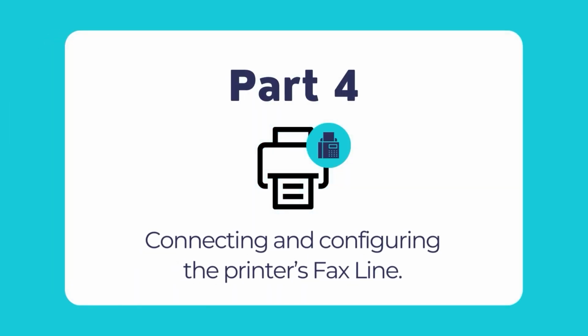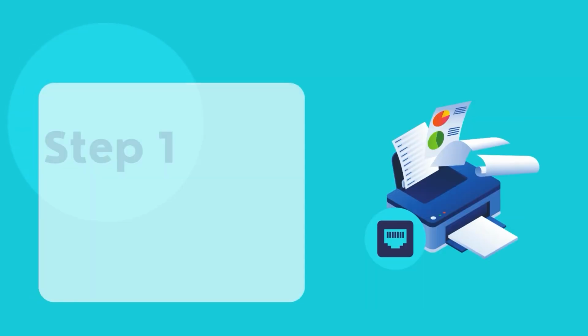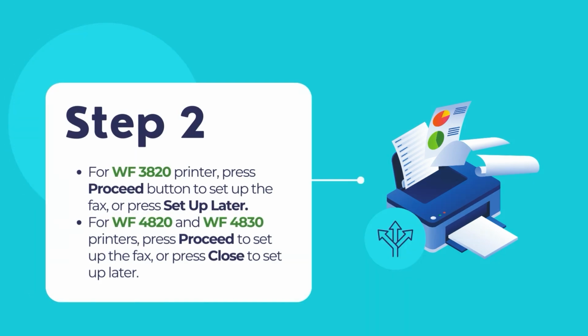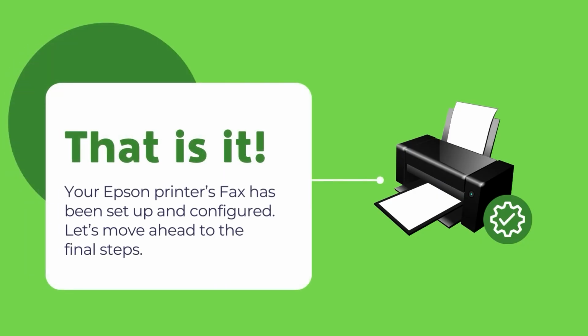Now, let us connect the fax line if this is required. First, connect a phone cord to the telephone wall jack and then to the line port of the Epson WorkForce printer. Refer to the printer's user guide for more information. For WF3820 printer, press Proceed button to set up the fax, or press Set up later to set up at a later point of time. For WF4820 and WF4830 printers, press Proceed to set up the fax or press Close to set up later. That is it. Your printer fax has been set up.